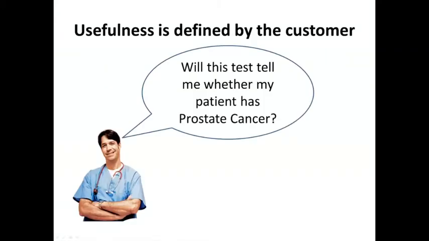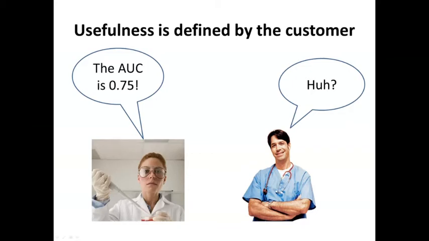Okay, so our client, the physician, has a problem to solve. And they're asking, will this test tell me whether my patient has prostate cancer or not? And so the usefulness of the test is going to be defined by our customer, by its ability to resolve that question for them. Okay? So you can imagine us lab people going, the AUC is 0.75. That's not going to mean anything to our physician. So they need to know how this can be used to help resolve a problem for them.